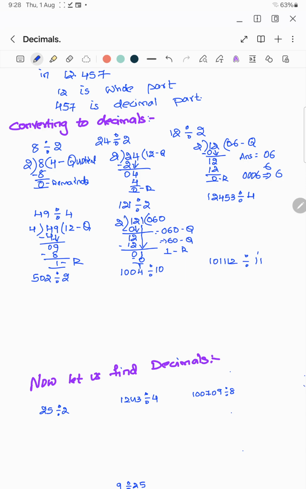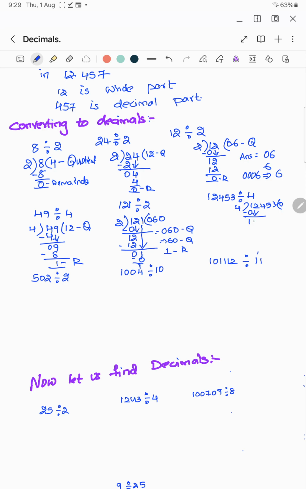Next, 12453 divided by 4. First we take the first digit. 4 into 0 is 0, that is, 1 is less than 4. So I have taken 4 into 0. 1 minus 0 is 1.